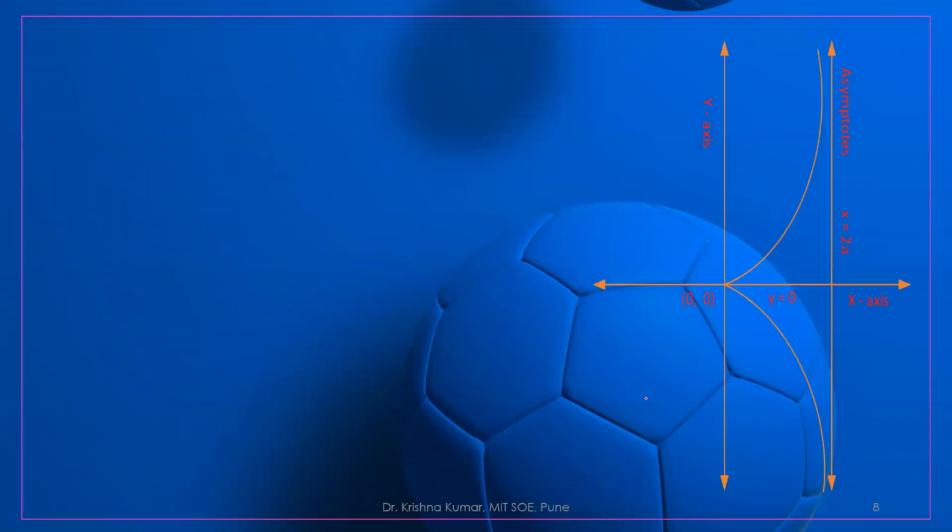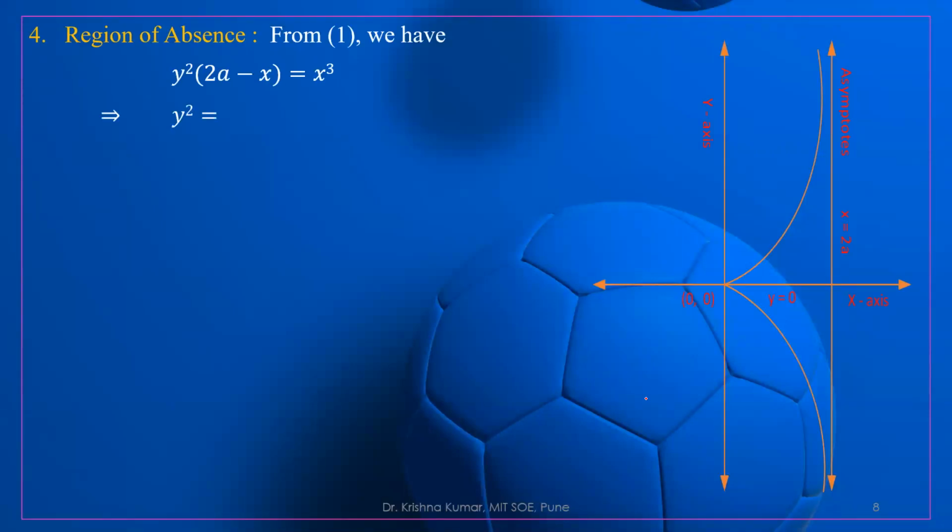There is no special point because the curve is not symmetric about the line y equal to x or the line y equal to minus x. Reason of absence: from equation number 1, y square times 2a minus x equal to x cube. So what is the value of y square? It is x cube upon 2a minus x. What is the value of y? It is x root x upon root 2a minus x. So clearly, if this x is negative, let us try to trace this curve.